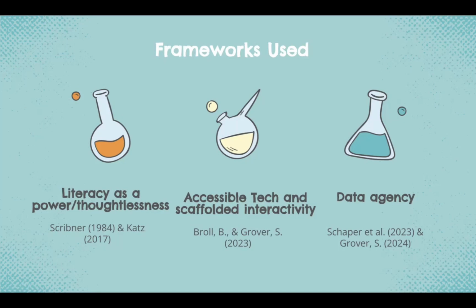And finally, scholars have contended that true AI literacy requires learners to probe, audit, and critique the datasets actively. The design of positioning students as data detectives to discuss data parameters and validity is supported by this idea of data agency.